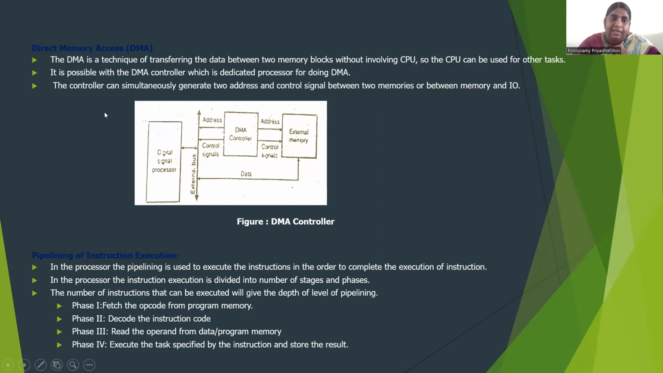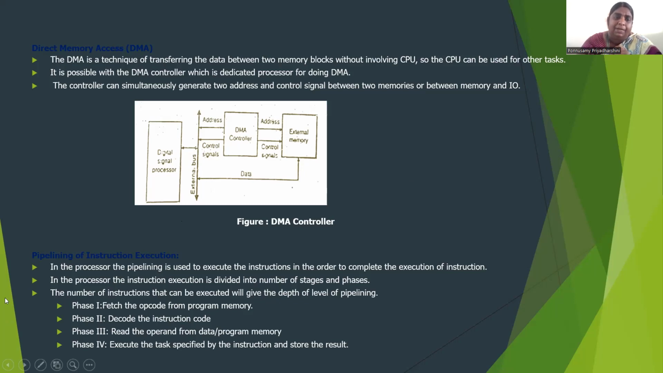The controller can simultaneously generate the two addresses and control signals between the two memories, or between the memory and the IO. So this is the structure of the DMA controller. The processor is connected with the DMA controller, the address bus and the control signals are connected, and the external memory is also connected to the data bus and the external bus.